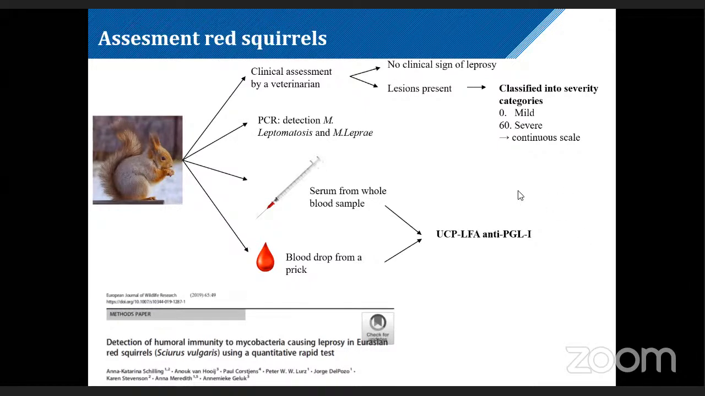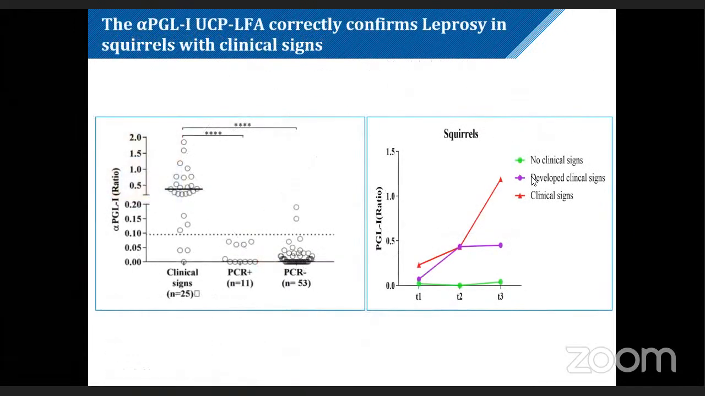And what we saw is that there was a good correlation with the clinical signs, although there was a difference in the PCR positive, and also sometimes the red squirrels were not PD-L1 positive. So actually, there was a bit of difference between those two tests. But the advantage of the PD-L1 in this case was that the red squirrels are a protected species, so they cannot be killed or hurt in any major way to obtain samples.